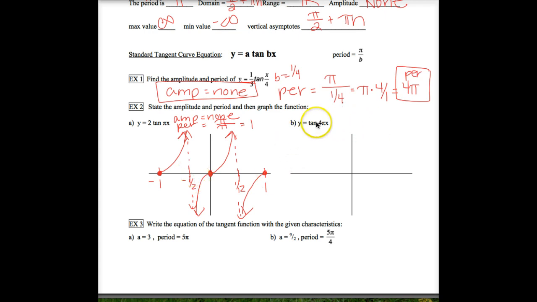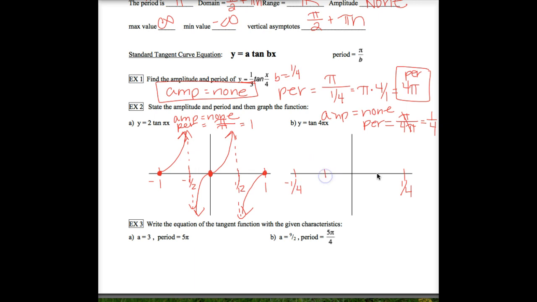All right, let's try another graph. Again, notice I did the same thing here. So the amplitude, again, is none. The period is going to be pi divided by b, which is 4 pi. So the pi's cancel. The period is 1/4. So that means that's what I need to get to on my ends is 1/4 and negative 1/4.